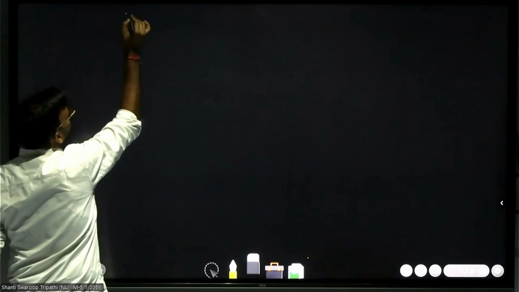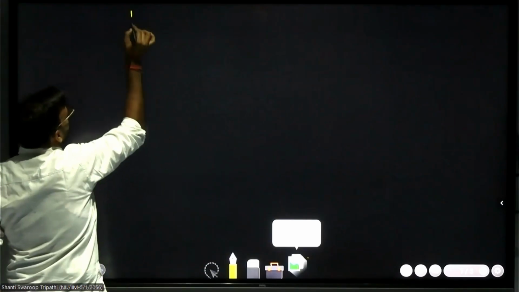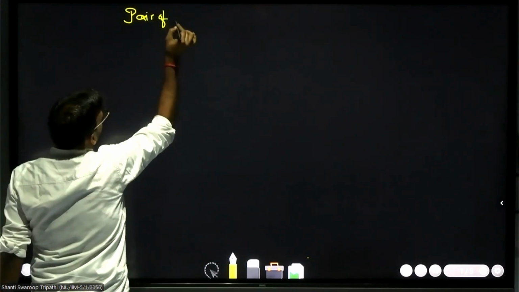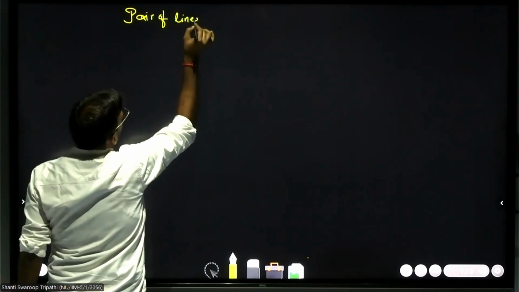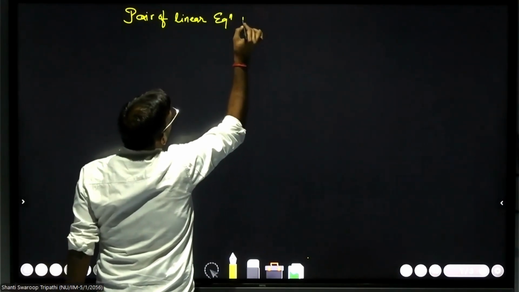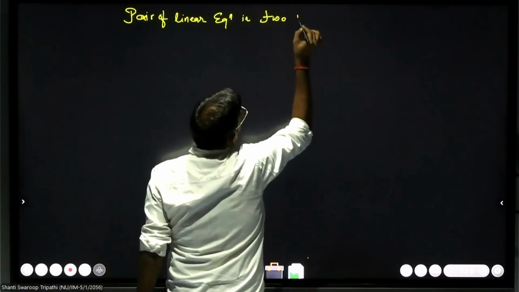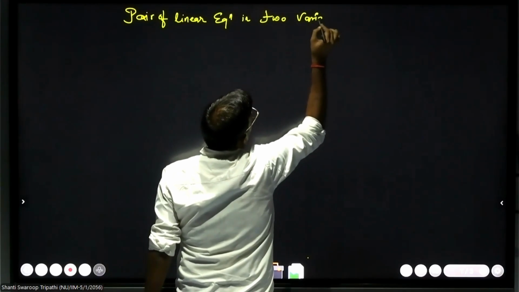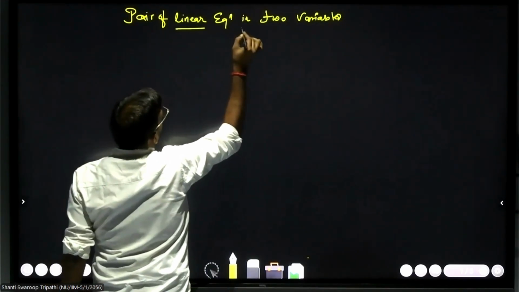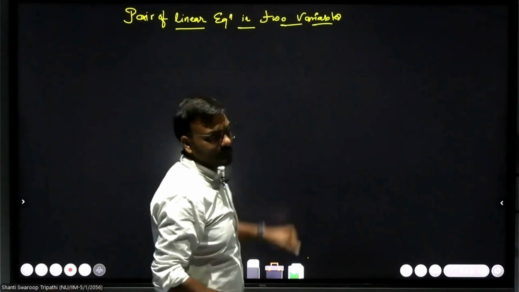We are going to start the class 10th NCERT topic, that is pair of linear equations in two variables. Fine. Pair of linear equations in two variables.